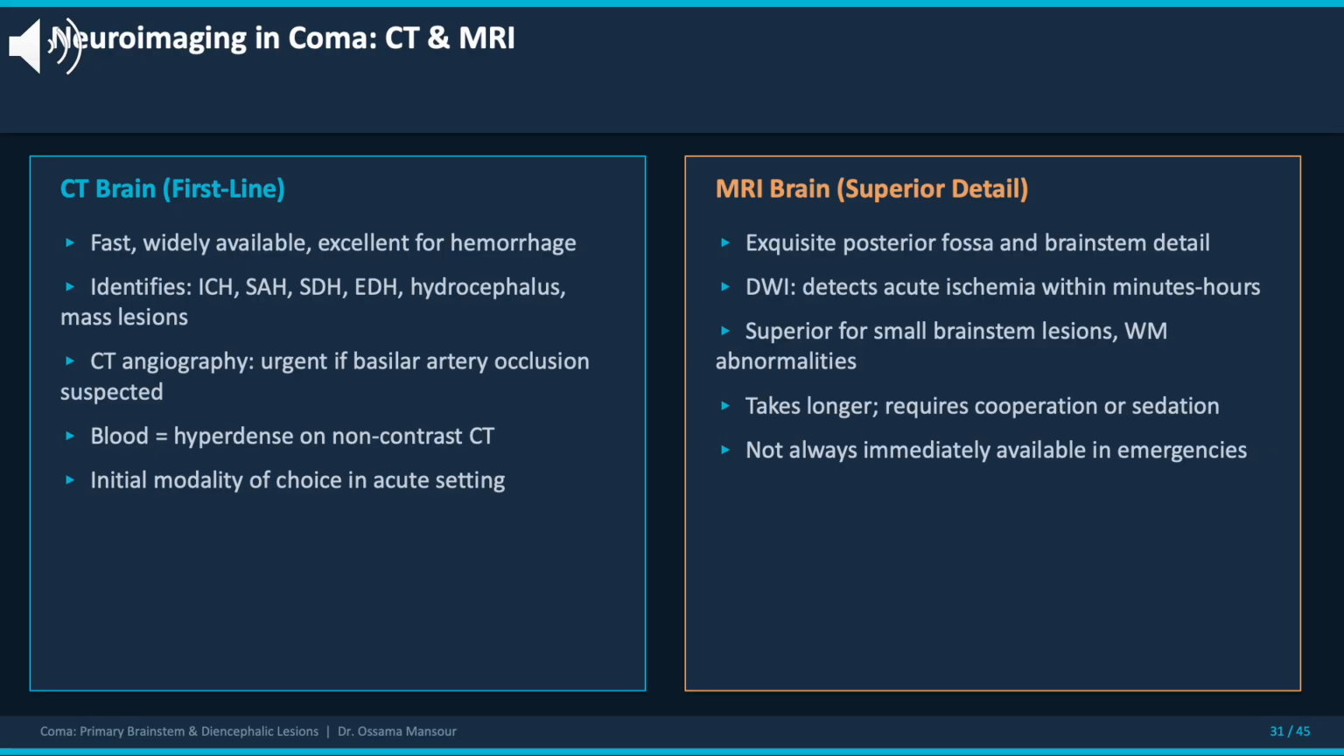CT angiography should be added urgently when basilar artery occlusion is suspected, as this is a potentially reversible cause of devastating brainstem injury where time to treatment is critical.